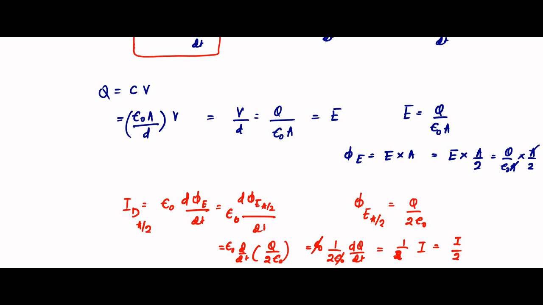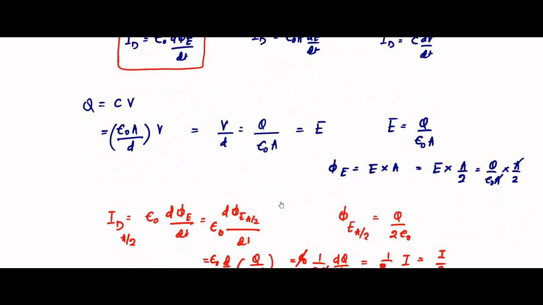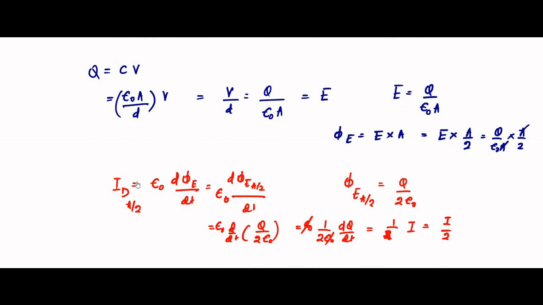So the displacement current through the small area A by 2, which is placed in between the two capacitor plates, is equal to half of the charging current or conduction current. Here I missed writing epsilon 0, absolute permittivity, before by mistake. Epsilon 0 gets cancelled in both the numerator and denominator, and we have only I by 2, that is the conduction current or charging current divided by 2, that is the displacement current.